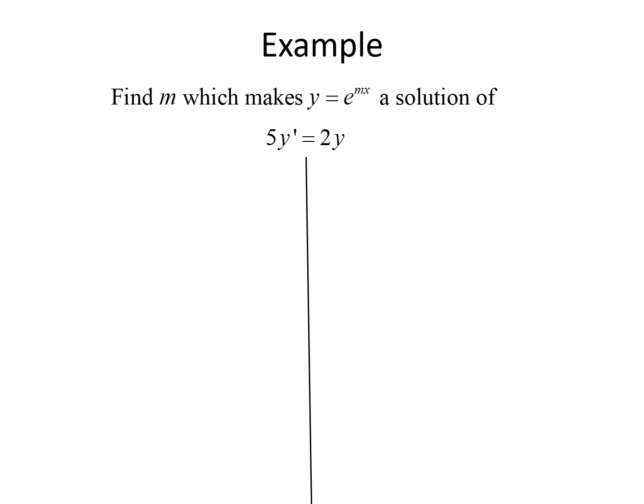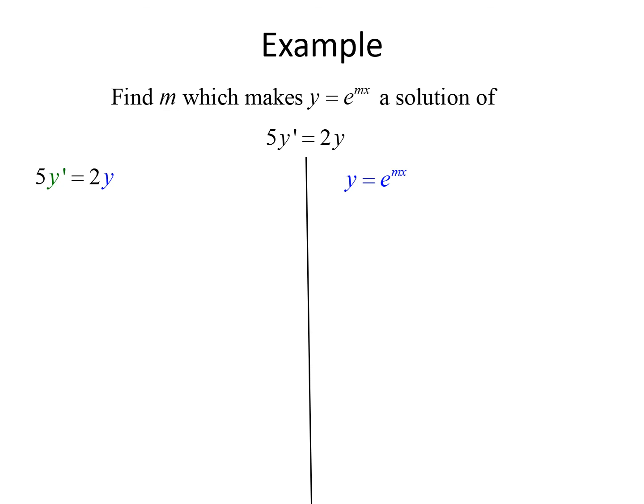All right, so here's another example. We want to find the value of m which is going to make y equals e to the mx a solution of the differential equation 5y prime equals 2y. So again, if it is a solution, that means when we plug it in, we get a true statement. So we have 5y prime equals 2y, and we want y equals e to the mx to be our solution.